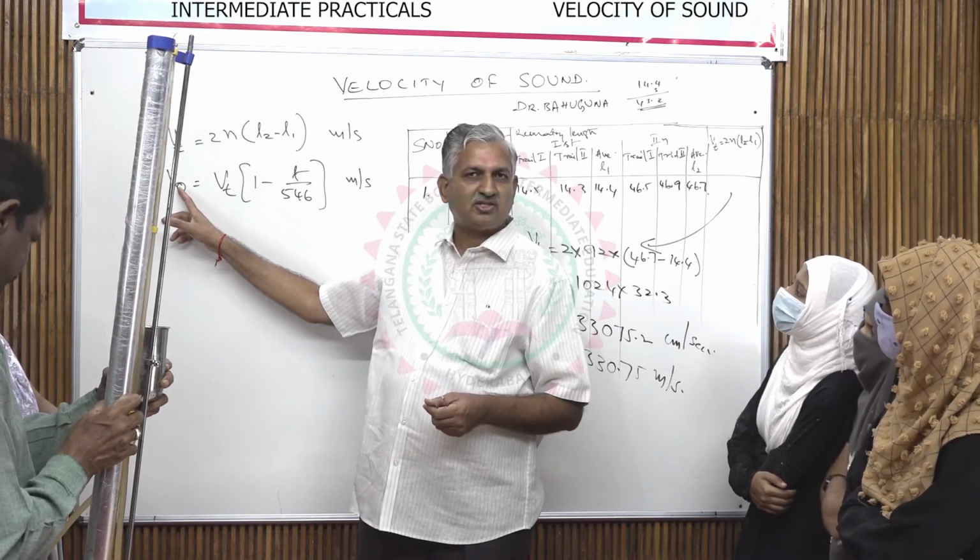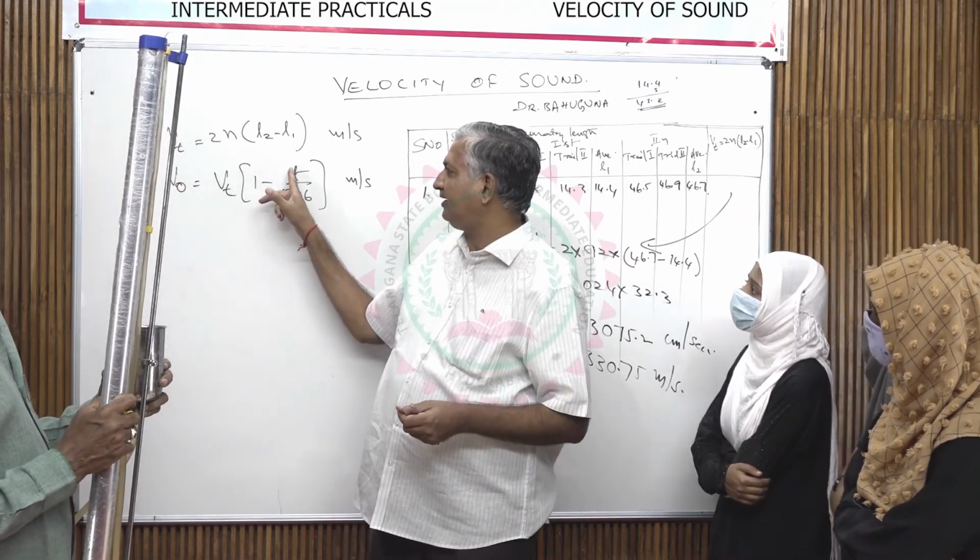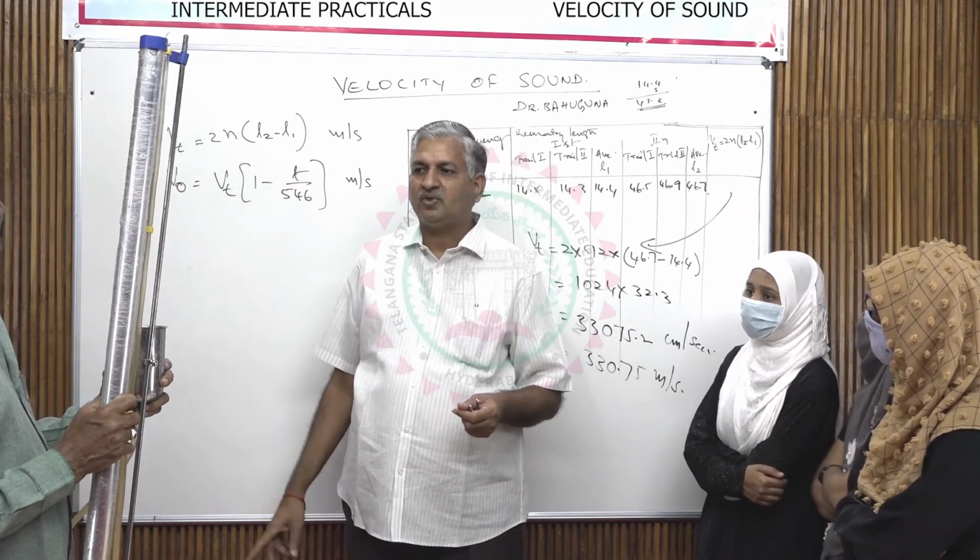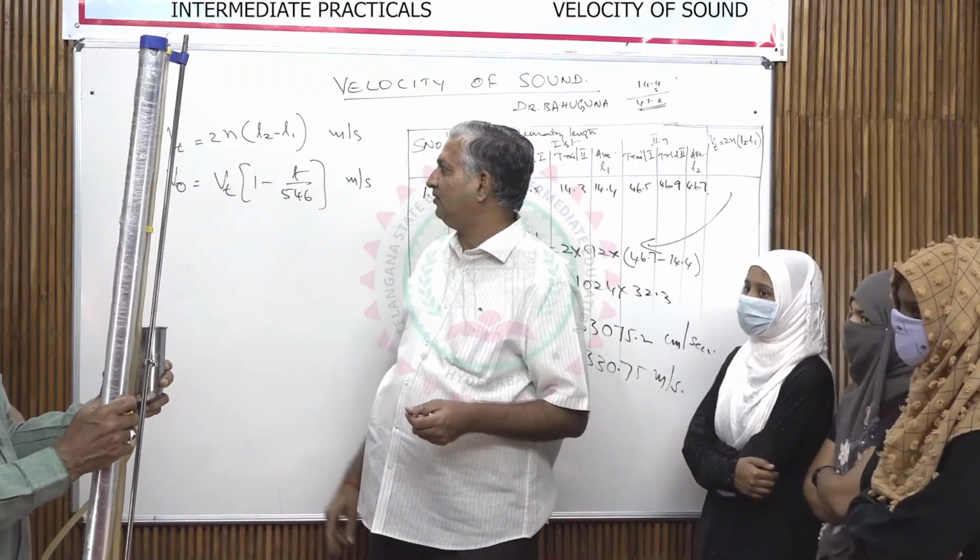V naught, velocity of sound at 0 degrees. T means 27, put it here. We get this temperature. Okay, this is 27.